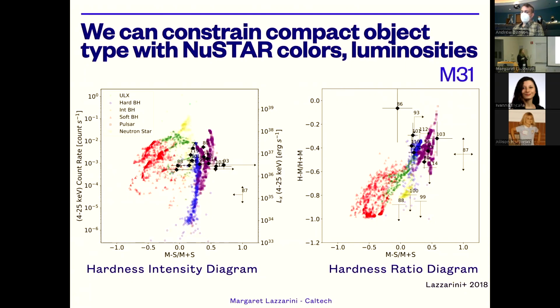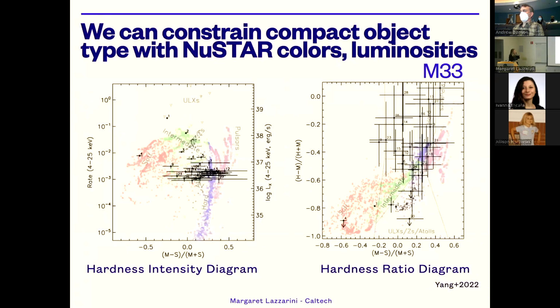Essentially, if we have a source of unknown compact object type, where it lies on this diagram can tell us something about its likely compact object type. I want to emphasize that there are two panels to this; it's really a three-dimensional space that we're looking at. The x-axis is the same in both plots, the medium soft X-ray color, and the y-axis on the right-hand plot is the hard medium X-ray color. We use the location of these sources on this hardness intensity and hardness ratio diagram to figure out their most likely compact object types.